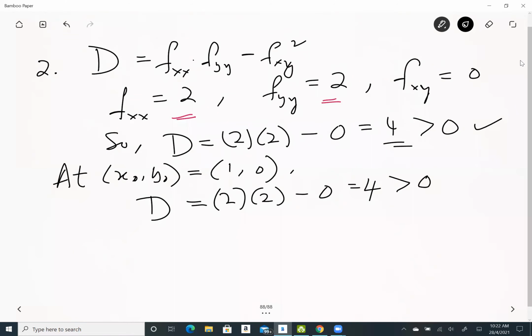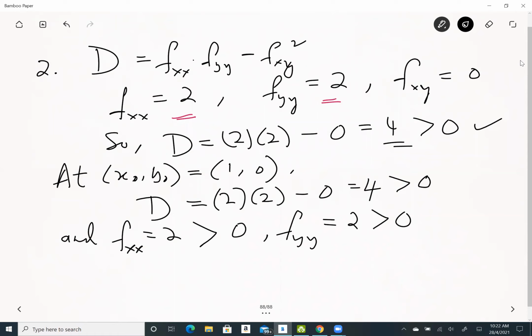And then you look at what? I look at fxx. Fxx equal to 2. And 2 is positive. And then I look at fyy. What about fyy? Is equal to 2. And that is positive. So you see here, D is positive, fxx is positive, fyy is positive. So therefore, what can we say about the function? So the function z has a relative minimum at 1, 0.